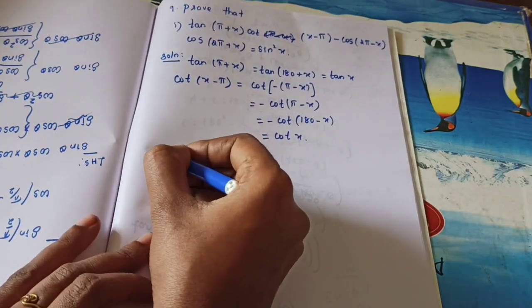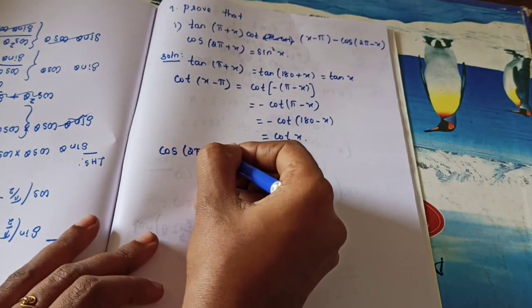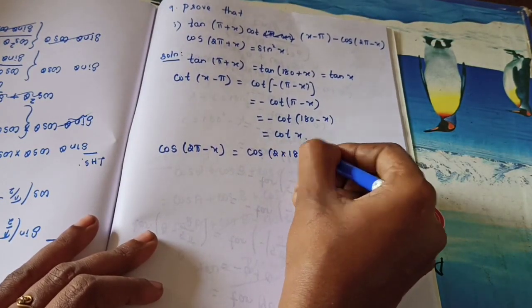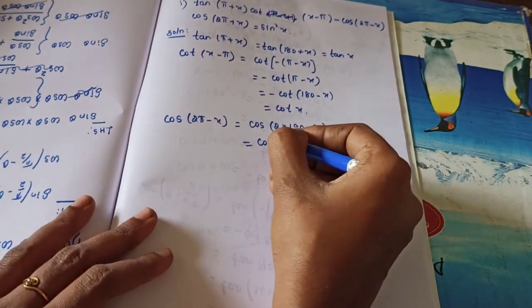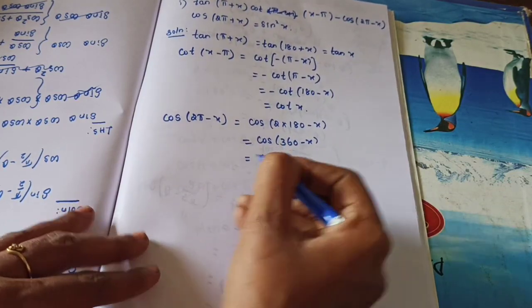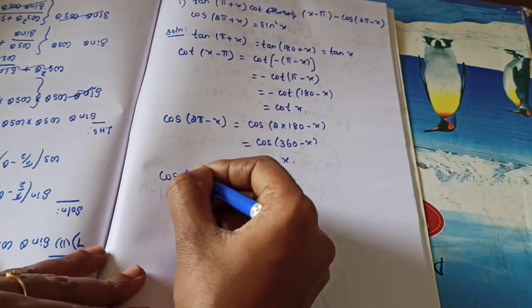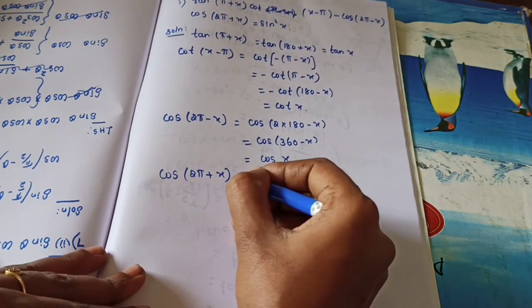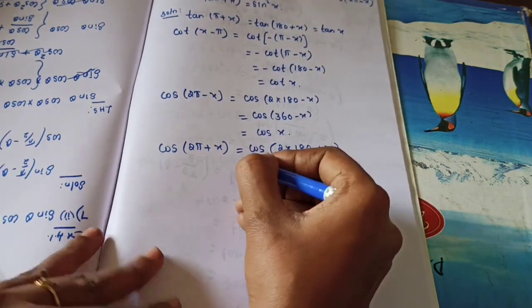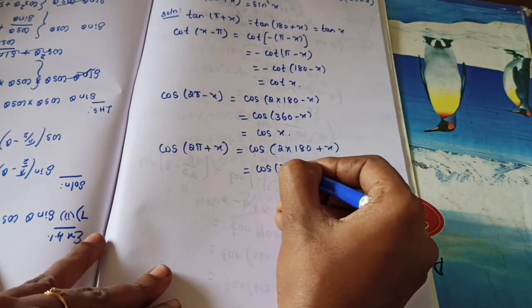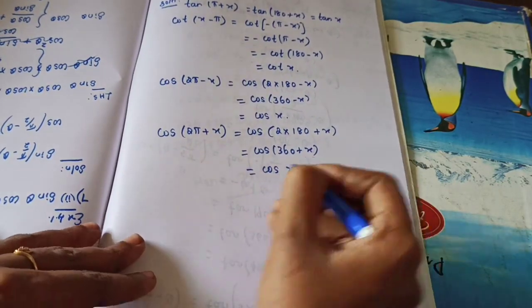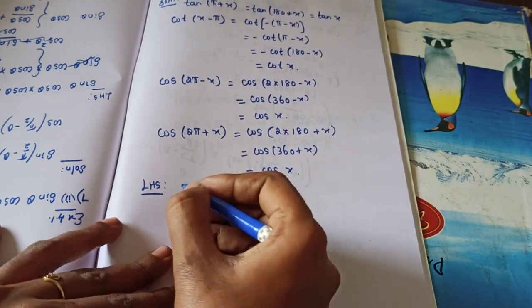The next one. Cos of 2 pi minus x. So the meaning is cos of 2 into 180 minus x. That is cos of 360 minus theta. Cos of 360 minus theta means cos theta. Then next, cos of 2 pi plus x. That's equal to cos of 2 into 180 plus x. That's equal to cos of 360 plus x. So what's the value for 360 plus theta? Cos theta. Now substitute all the values in LHS.